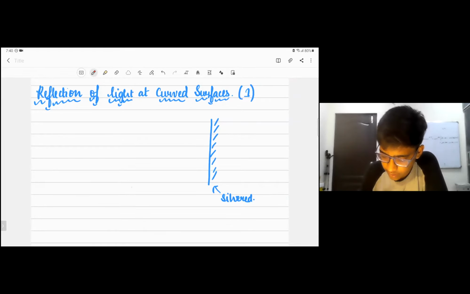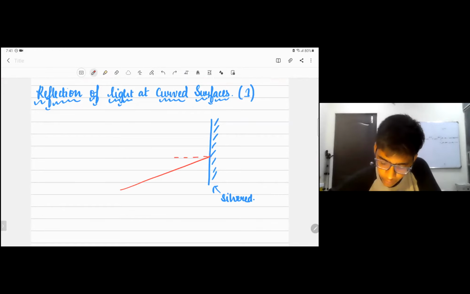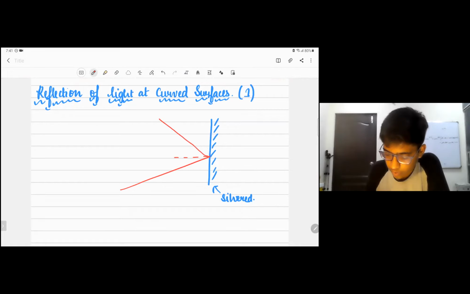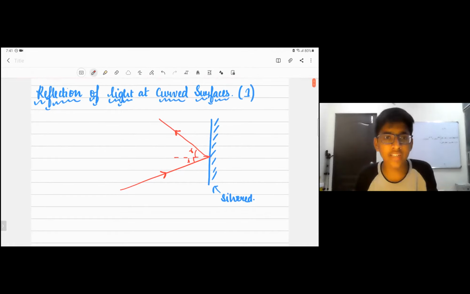Now, what happens in a plane mirror? A light ray strikes the mirror, and we draw a normal, which is perpendicular to the surface of reflection, and then the ray traces back something like this. This angle is called the angle of incidence. This angle is called the angle of reflection. This is generally a generalized form of the working of mirrors.